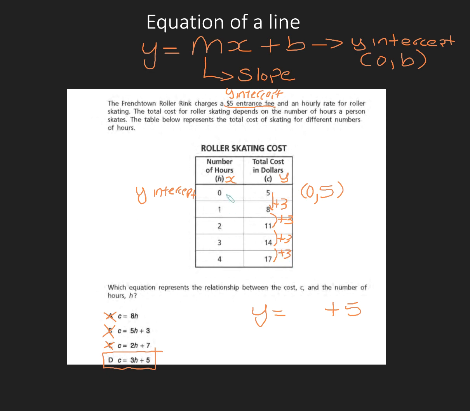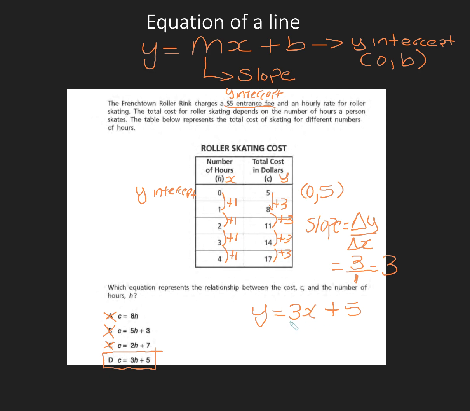Let's look at the x. What is their pattern? 0 to 1, I'm adding 1. 1 to 2, plus 1. 2 to 3, same thing, I'm adding 1. 3 to 4, plus 1. And remember what our slope is? Our slope is the change in y over the change in x. So how is the y changing? We keep adding 3 all the time. Our x is always changing by 1. And 3 divided by 1 is 3. So your slope here is 3.